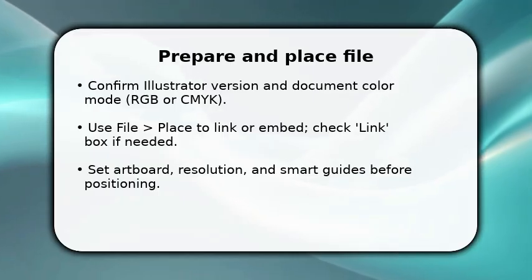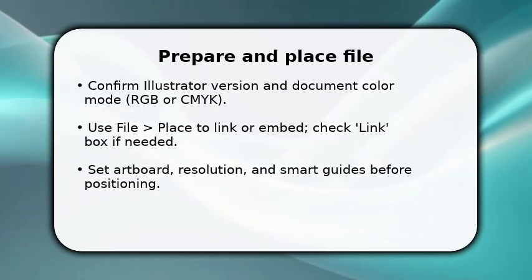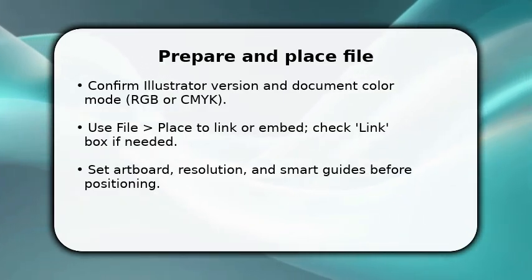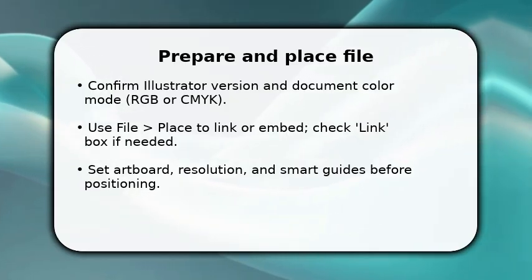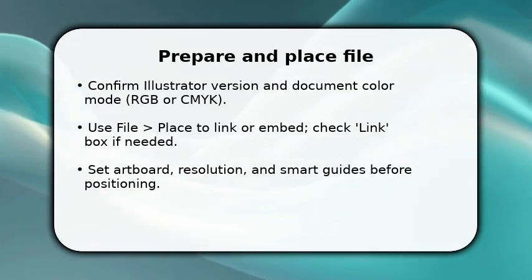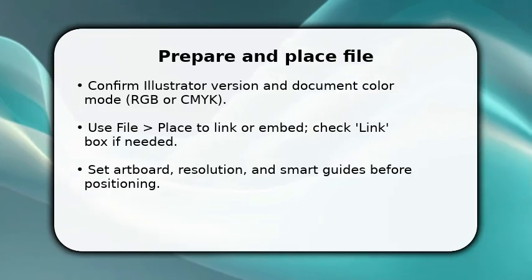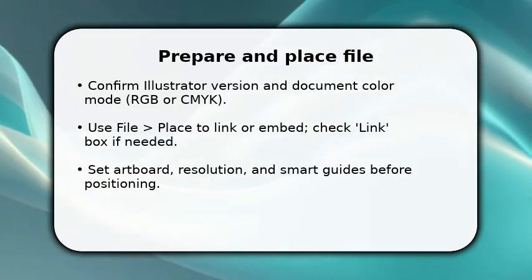Start by opening your Illustrator document and confirming color mode and artboard size. You want smart guides on so placement snaps cleanly. Choose File, then Place, decide whether to link or embed. Linking keeps file size down, embedding makes the image portable.